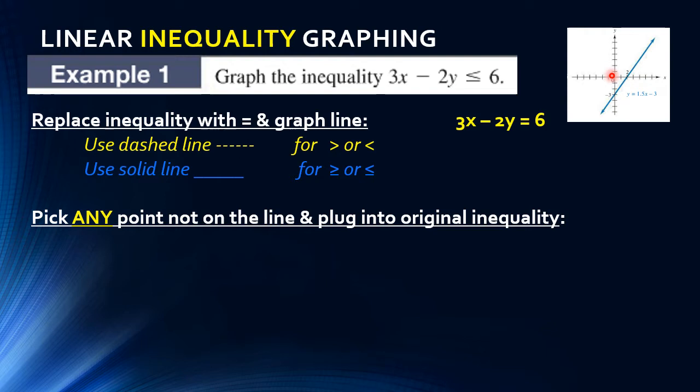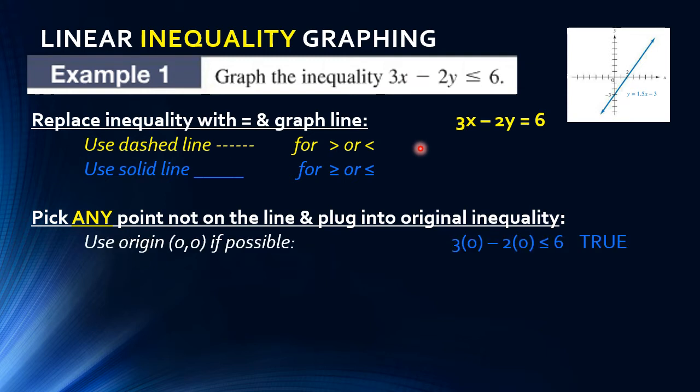And the origin is really one of the best points to pick, because then it means x is 0 and y is 0. And so it makes our calculation really easy to figure out if it's part of the solution or not. Use the origin 0, 0 if possible. Plug it into the original inequality. 3 times 0 minus 2 times 0 is less than or equal to 6. Well, that's 0 is less than or equal to 6, which is true.